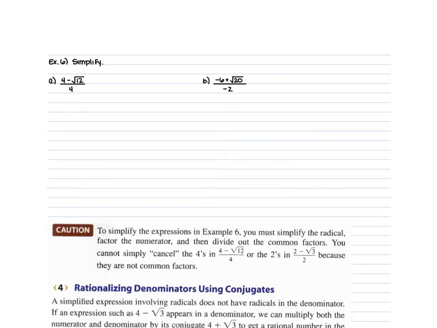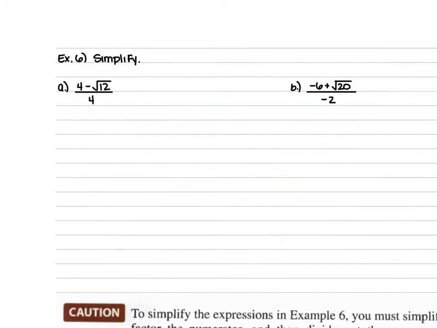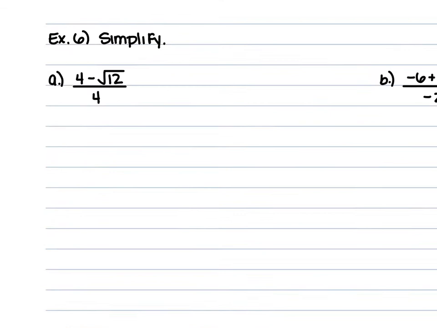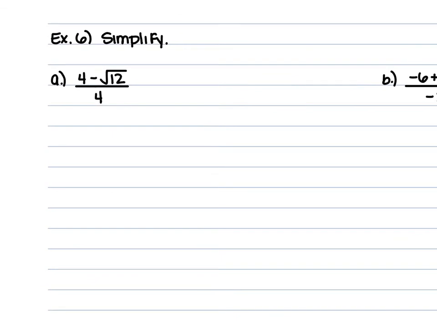For example 6, we are just simplifying these fractions. For example A, we have 4 minus the square root of 12 all over 4. Now that square root of 12 you are going to have to simplify first. The 12 is 4 times 3. The 4 is 2 times 2. Those 2's are going to pair up. You'll bring 1 out. So this is 4 minus 2 square root 3 all over 4.